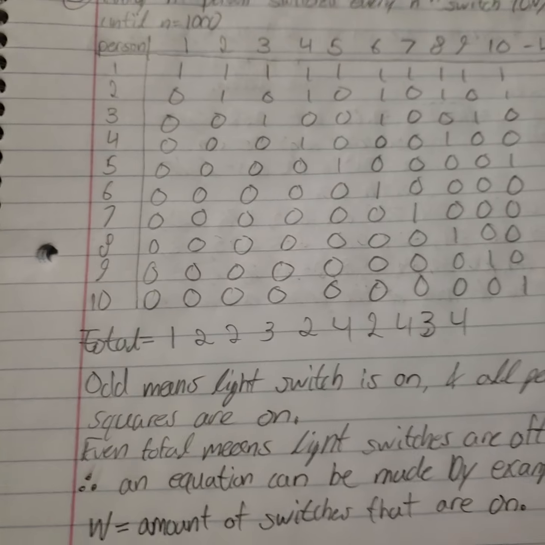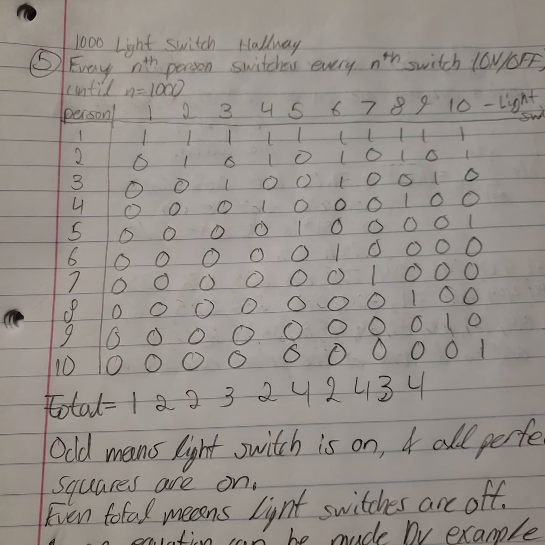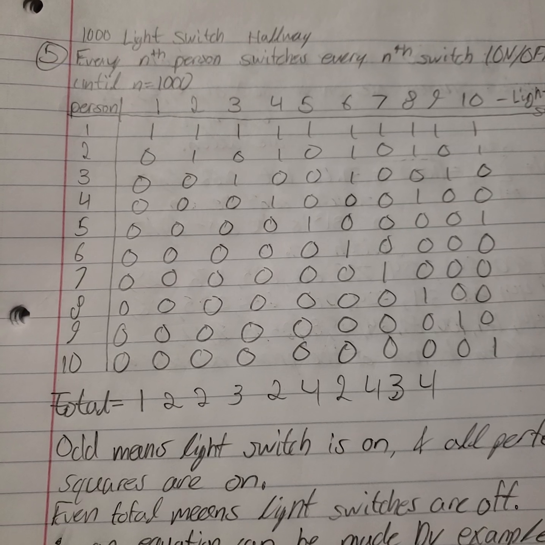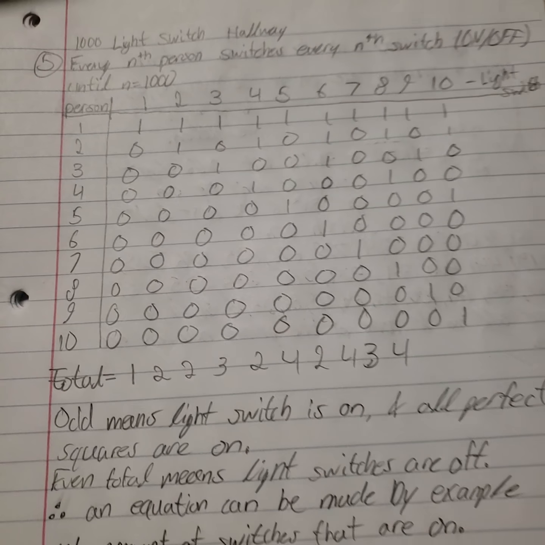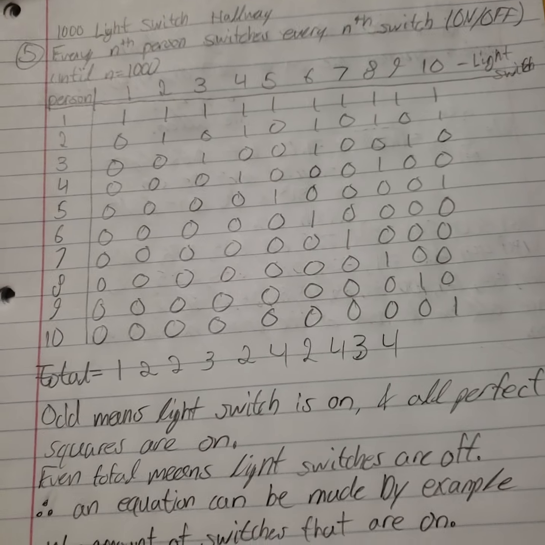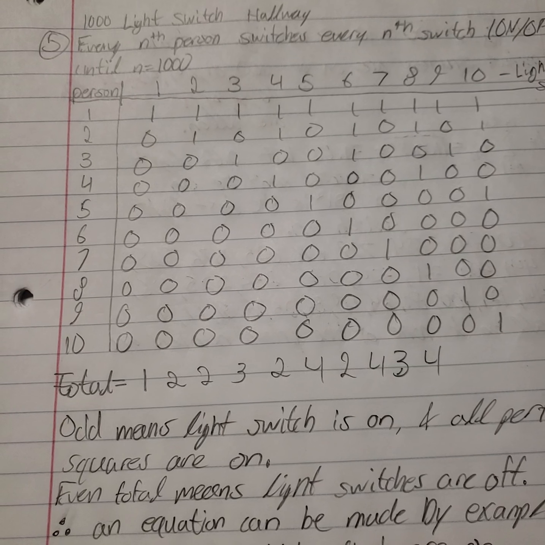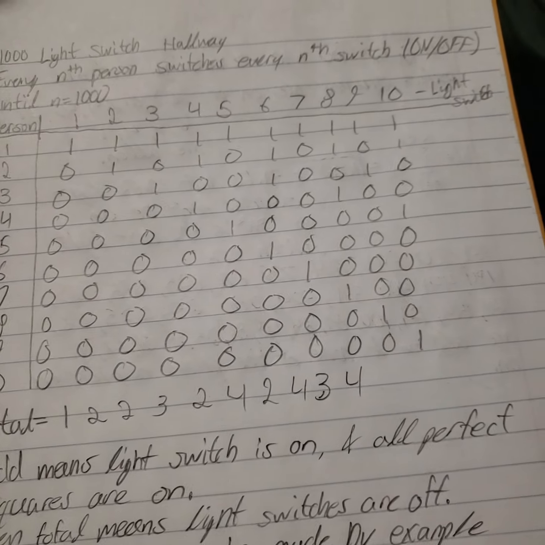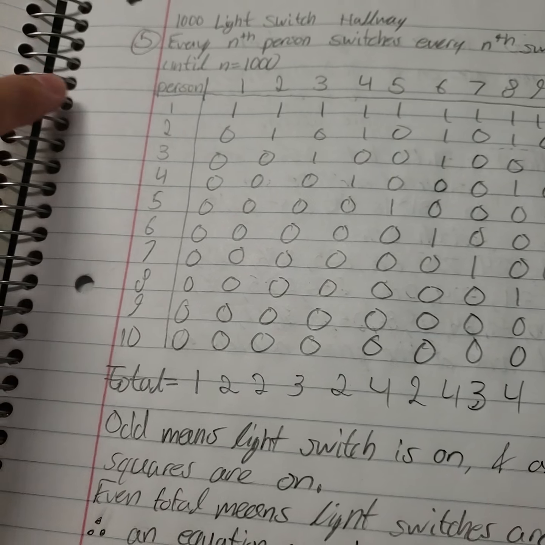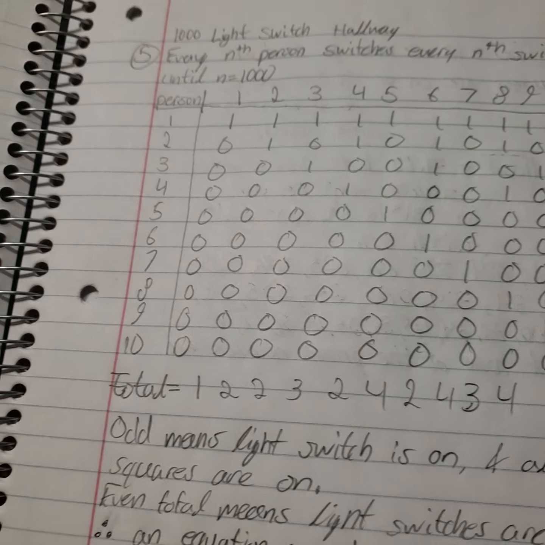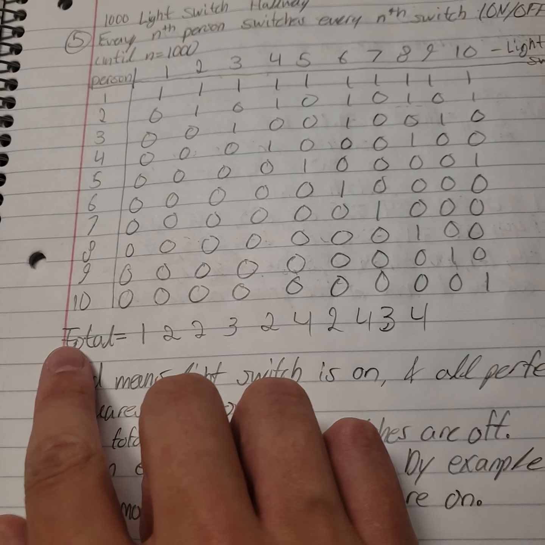For number 5, we were asked to find how many switches in a hallway of 1,000 light switches would be on if every nth person switches every nth switch on or off, depending on whether it was off or on. I made a matrix right here and added them all up, with light switches 1 to 10 on the top and the people going through the hallway on the left, and got a total.